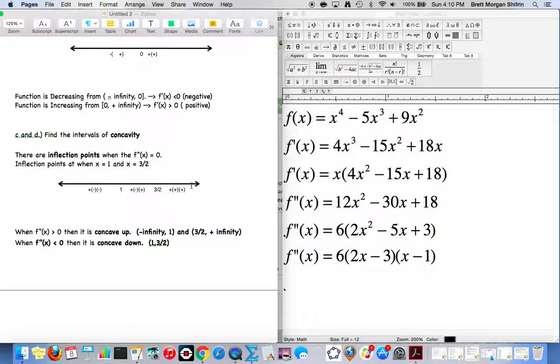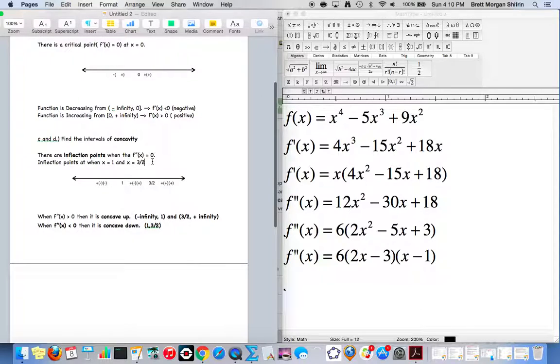Okay. We've also answered question E, which asks what are the x values of the inflection points, and that is when x equals 1 and x equals 3/2.